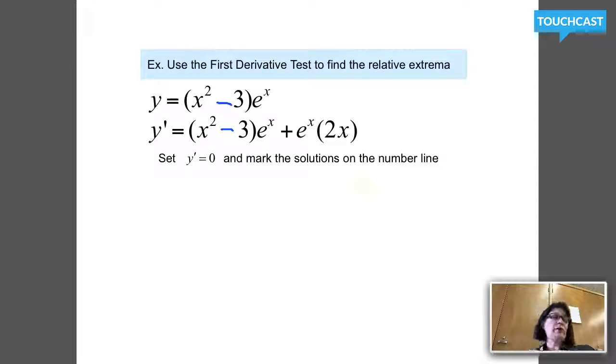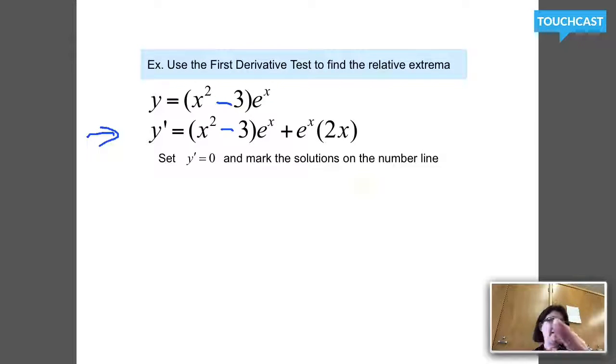So I'm going to look for critical points for y. That's any place where y prime is undefined or y prime is 0. So I start by using the product rule to find this derivative. The derivative of x squared minus 3 times e to the x is the derivative of e to the x times x squared minus 3 plus the derivative of x squared minus 3 times e to the x. So you can see that even though it took me a while to get it out of my mouth, that's the derivative right here.